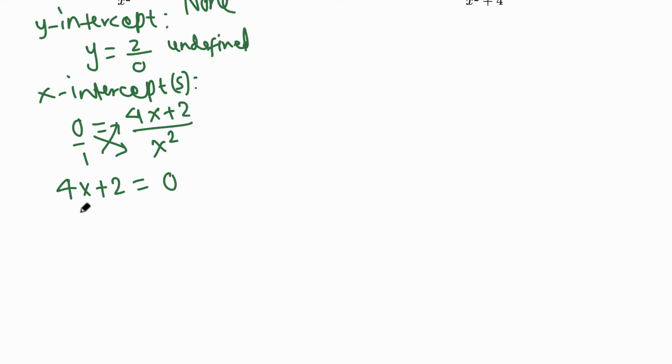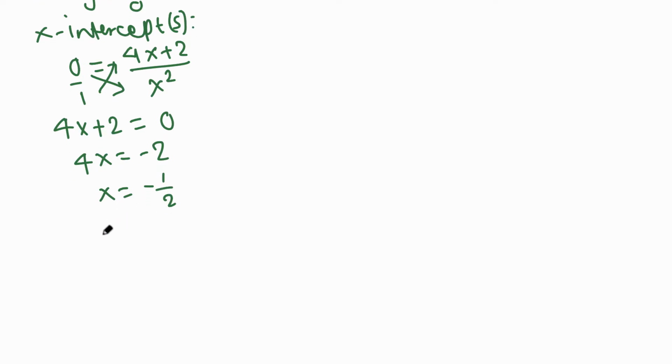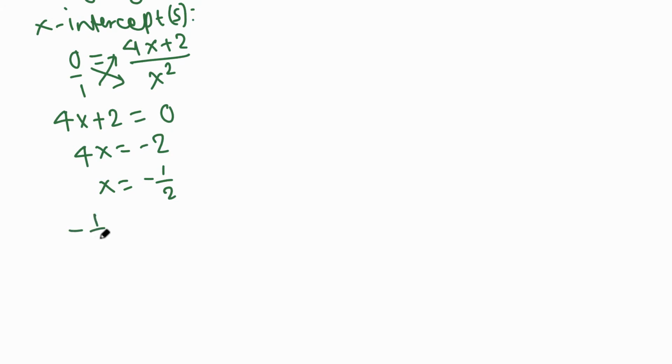So 1 times 4x plus 2, that's 4x plus 2 equals 0 times x squared, which is 0. Now isolate x. Subtract 2 from both sides. Divide by 4. So negative 2 over 4, which is negative 1/2. So the only x-intercept for this function is (negative 1/2, 0).